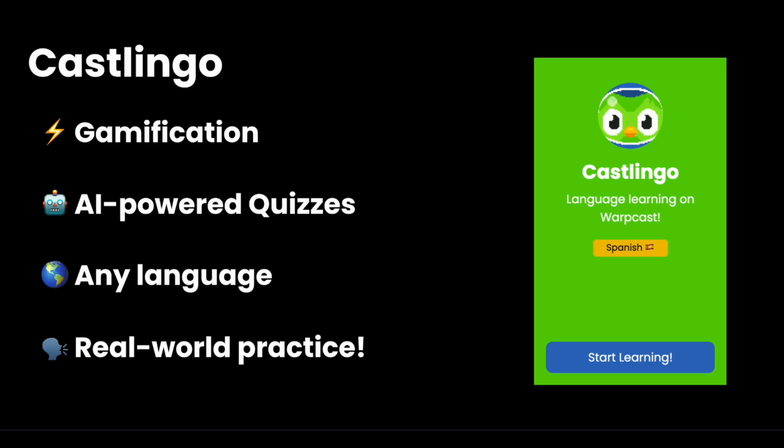Our quizzes are AI powered, which means that we can adapt to each individual's own unique language styles, and you can learn any language with our app. Most importantly, you get real world practice. Traditional language learning apps often drill you with basic sentence structure and generic vocabulary, but this doesn't give you real world practice. With Castlingo, we're directly translating real casts that people post on Warpcast, enabling you to learn in a more realistic way and with crypto native terms on Warpcast.